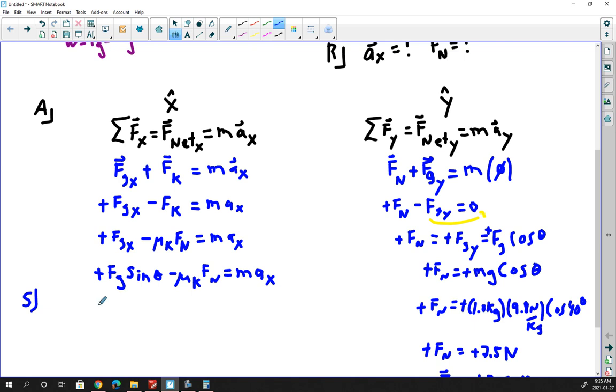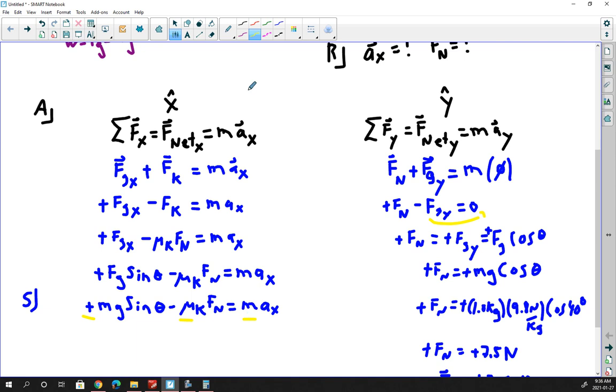Now I know what Fg is. That's mass times the gravitational field strength. So I finish off the equation here. Now I'm going to divide both sides by m. So I'm dividing the first term right here by m, and I'm dividing that term by m, and I'm dividing that term by m.